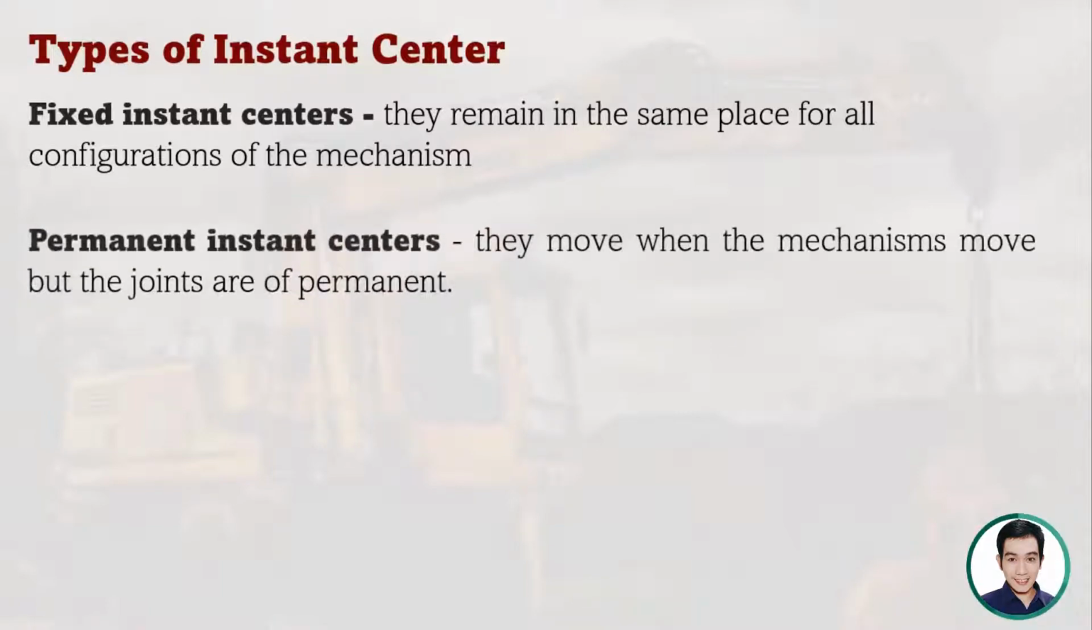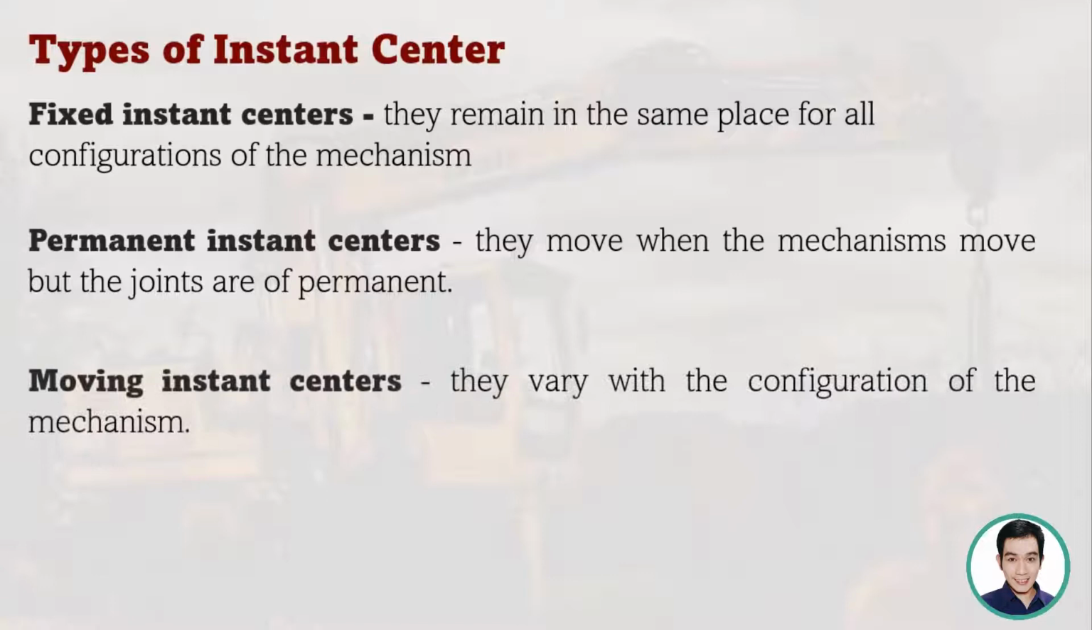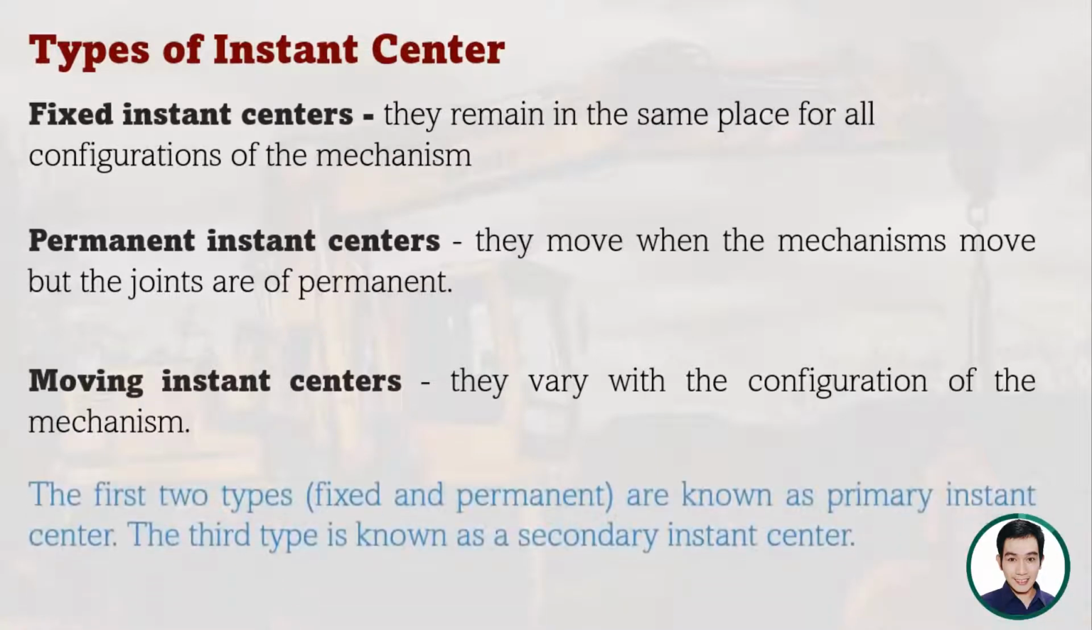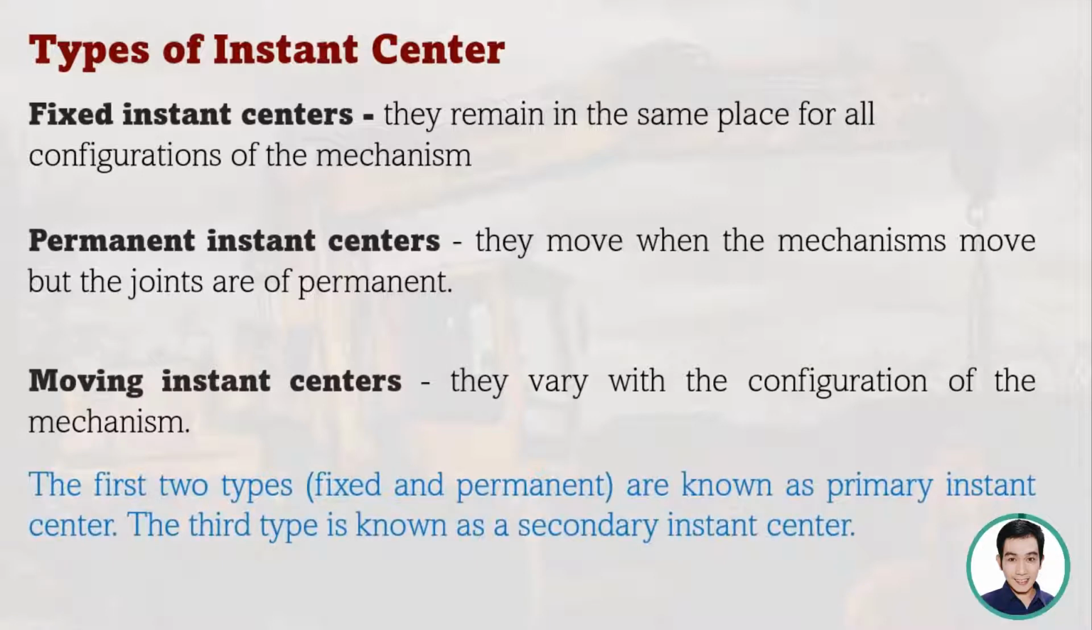The permanent instant center, on the other hand, moves when the mechanism moves, but the joints are permanent. This means that unlike the fixed instant center, the permanent instant center can now move, but it remains in the same joint. And finally, we have the moving instant center, which varies with the configuration of the mechanism. So to illustrate the difference, the first two types, the fixed and the permanent instant center, are known as the primary instant centers, while the third type, the moving instant center, is also called the secondary instant center.